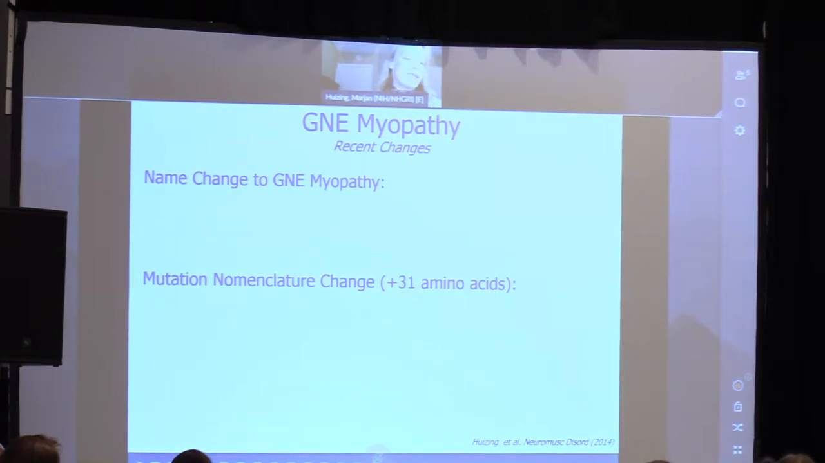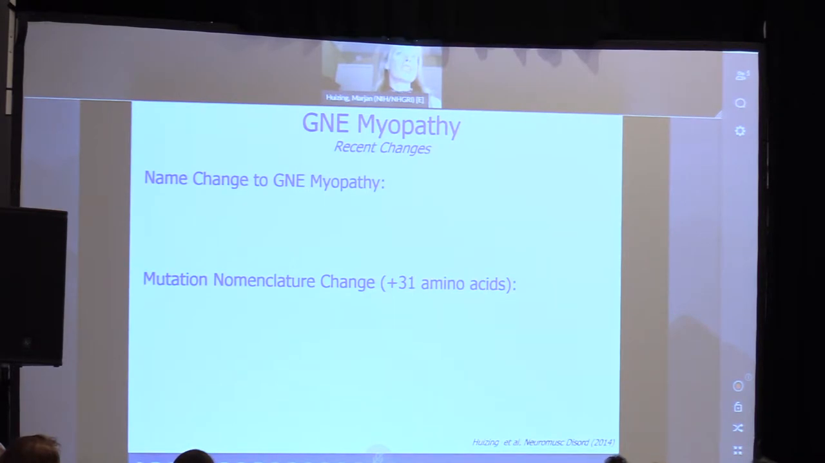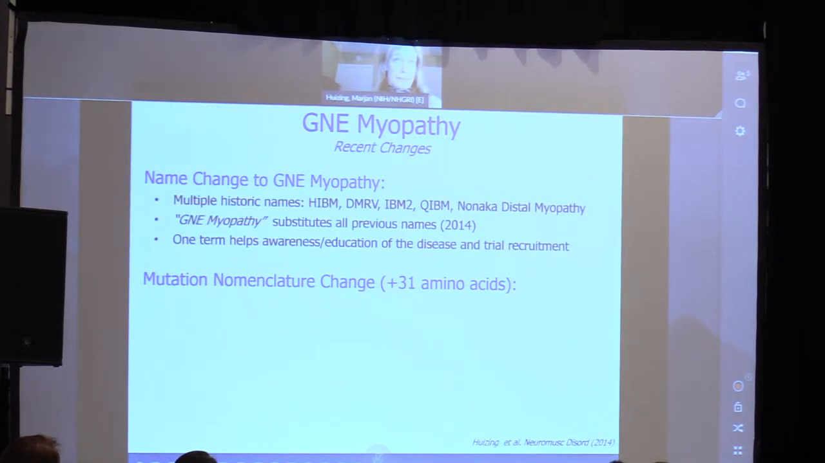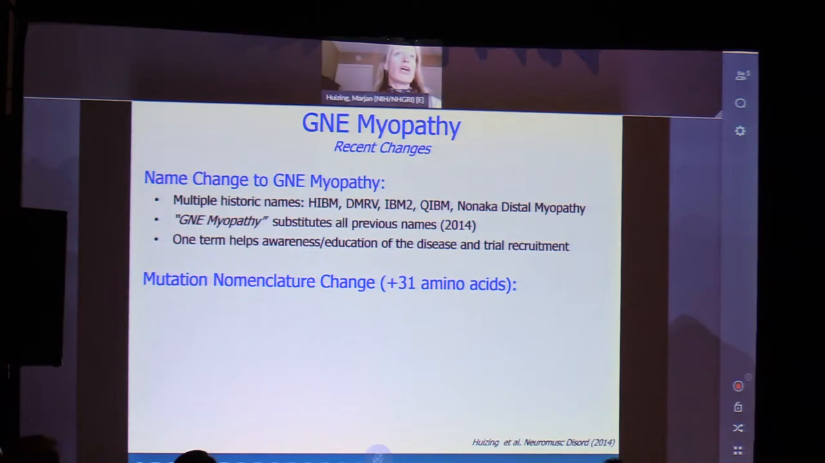I hope this is the last time I show this slide, because this occurred about 5 years ago. So, one more reminder of the two recent changes in GNE myopathy nomenclature and disease name. The name of the disease was recently changed to GNE myopathy, which covers all historical names for this disease, including HIBM, DMRV, IBM, quadriceps-sparing IBM, or Nonaka myopathy. It is helpful to have one name covering this disease to help awareness and education of the disease and clinical trial recruitment.